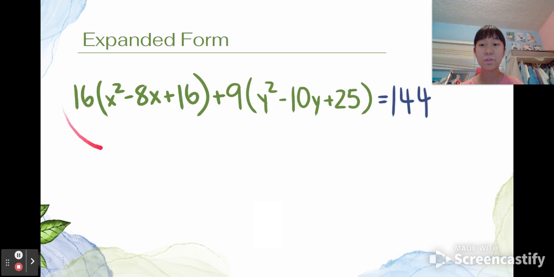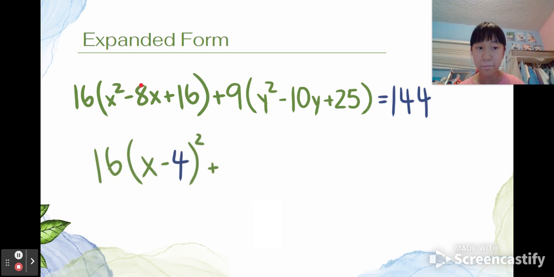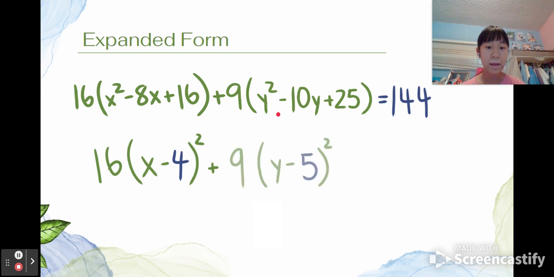Now we are going to change this term into a perfect square. So we're going to take what negative 8 divided by 2 is, which is negative 4, and then we're going to put that over here, and that gives us 16, parentheses x minus 4 squared, and we're going to do the same on this side. So negative 10 divided by 2 is negative 5, so we put that over here, and that gives us 9, parentheses y minus 5 squared, and that equals 144.